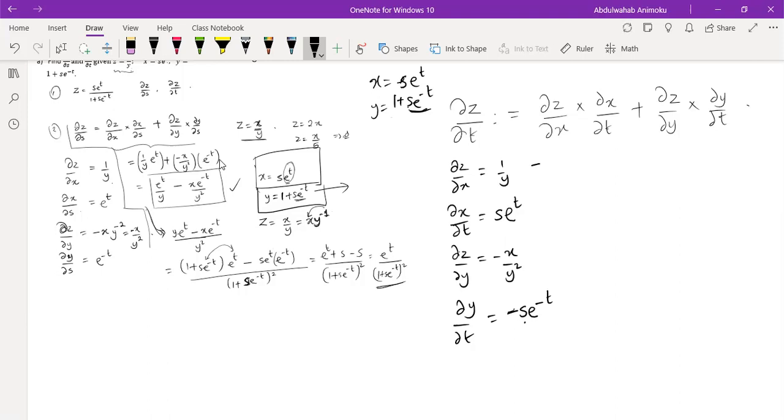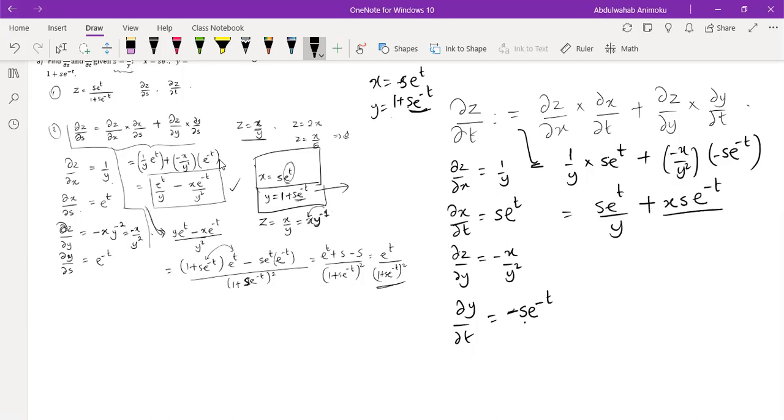Now we can put things together, which is just del z del x, which is 1 over y, times dx dt, s e raised to power t, plus del z del x del z del y, which is minus x over y square, times del y del t, which is minus s e raised to power minus t. So putting this thing together, you have e raised to power t over y plus x s e raised to power minus t over y squared.